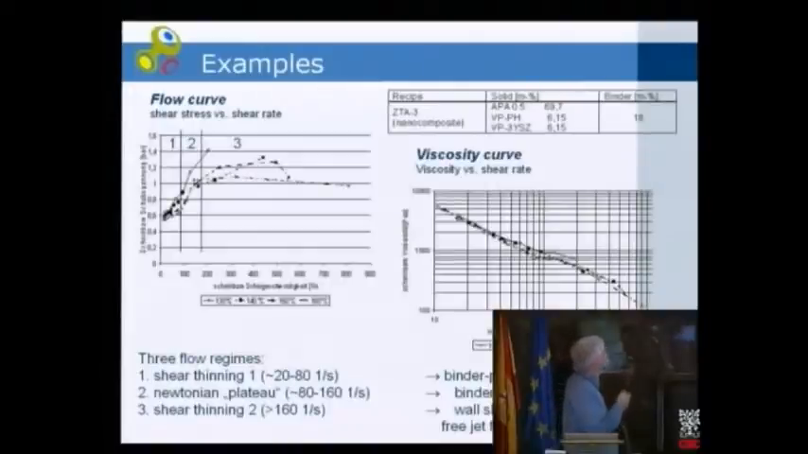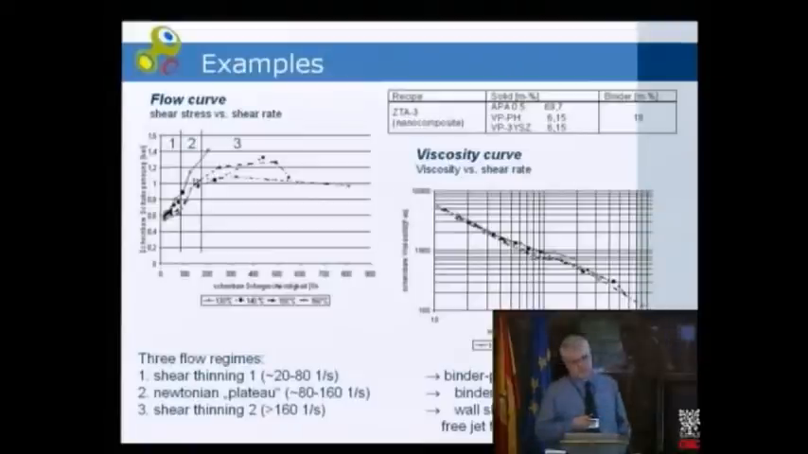The scale is a little bit different, and we had a shear thinning behavior at the beginning. In that case, binder-particle interaction. In the second region, Newtonian plateau or slight shear thickening, and then a shear thinning region 3, which ranges to a very high shear rate.